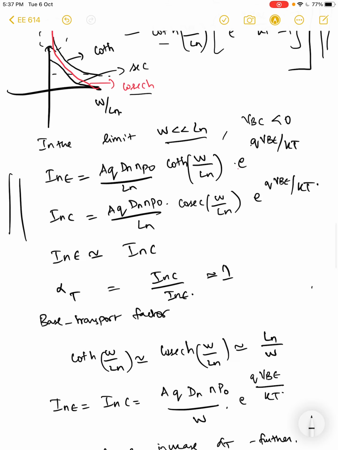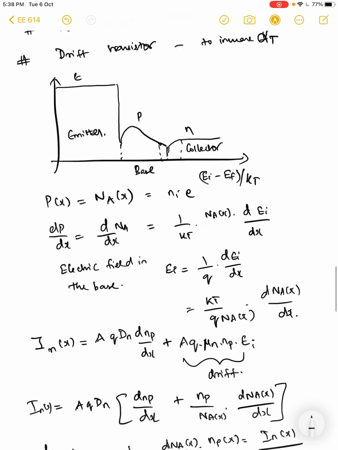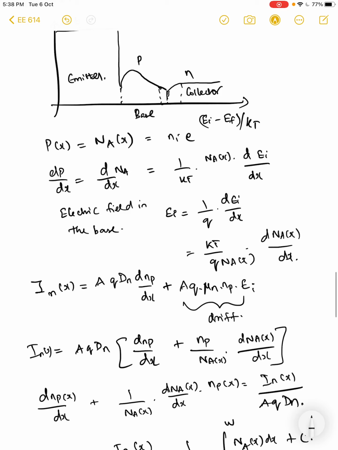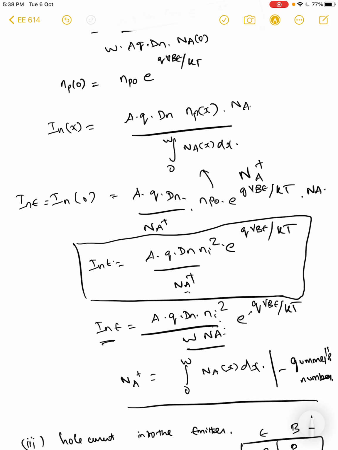And to increase the base transport factor, we saw that you can have some kind of a drift in the base by what is called a drift transistor, and then you can have an increase in the collector current without any change in the emitter injection by just changing the doping profile in the base. And we saw the Gummel number. The Gummel number determines the emitter injection efficiency, right?